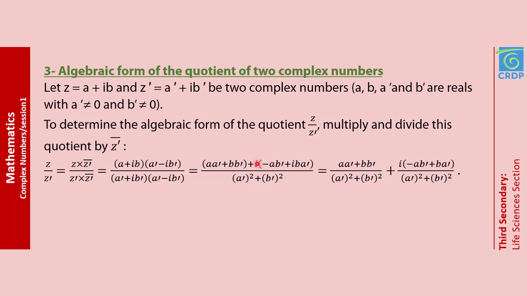Then we take i in common in order to obtain a quantity in the form of a real number which represents the real part of z over z prime, plus i multiplied by a second real number which is the imaginary part of z over z prime.